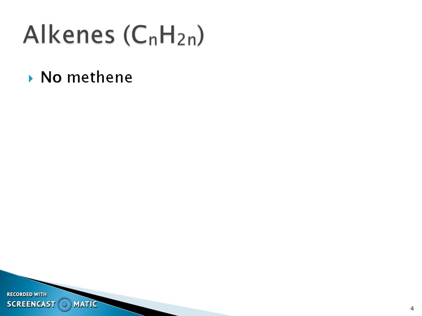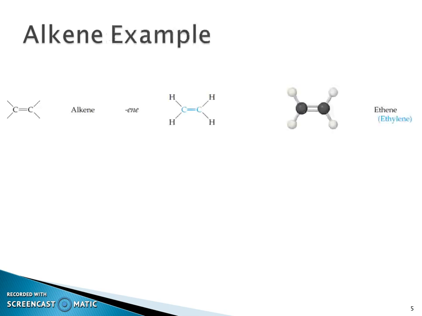So the first thing to think about is there's no methene. Why is there no methene? Well, there's no way you're going to have a double bond between a carbon and a hydrogen. The double bonds and the triple bonds really occur between two carbon atoms. So in your notes you have a chart. Fill in the blanks of the chart.